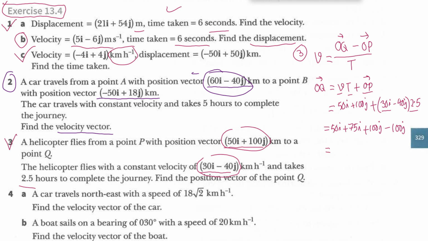So finally the 100 cancels out, and 50 plus 75 is 125i. This is the answer: the position vector of Q.